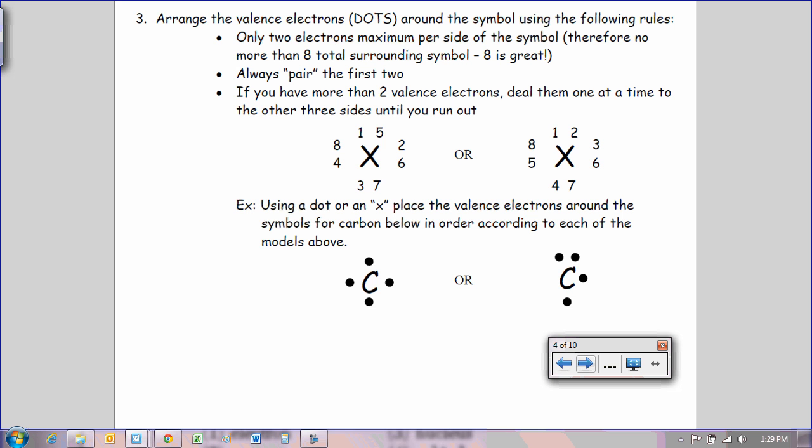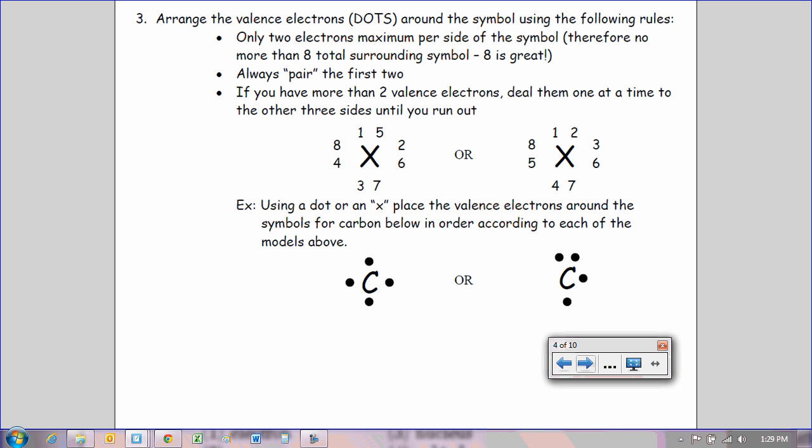We arrange the electron dots, the valence electrons, around the symbol using the following rule. Only 2 electrons maximum per side, and no more than 8 around an atom. Always pair the first 2. Why? It has to do with valence shell electron pair repulsion theory, VSEPR, which is an AP Chem topic, but we're going to practice it because that's the best way to do it. If you have more than 2 valence electrons, deal them one at a time to the other 3 sides until you run out. So it's like dealing cards. The first person gets 2 cards, and then each other person around the table gets 1 until all 8 cards are handed out.